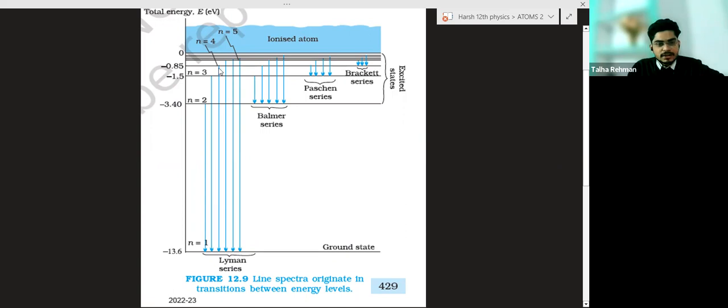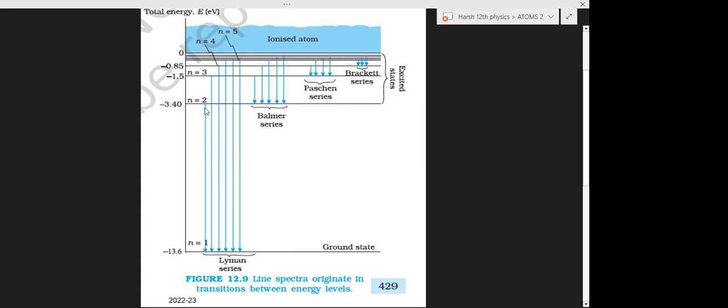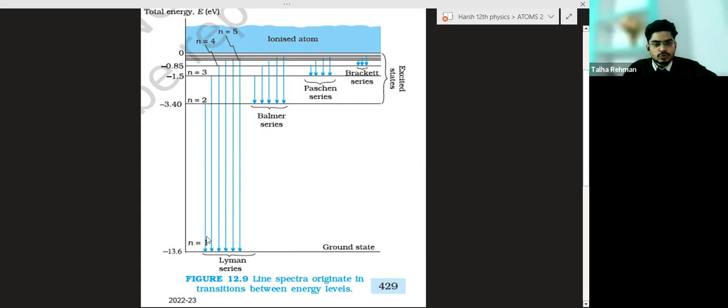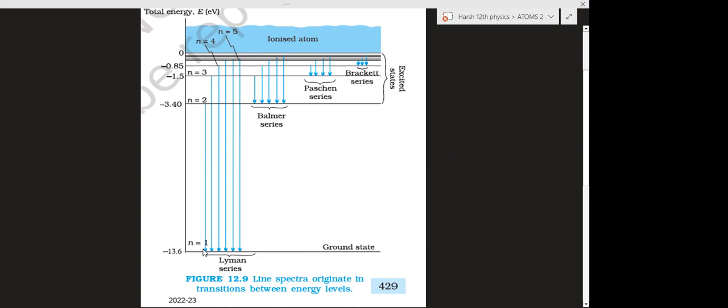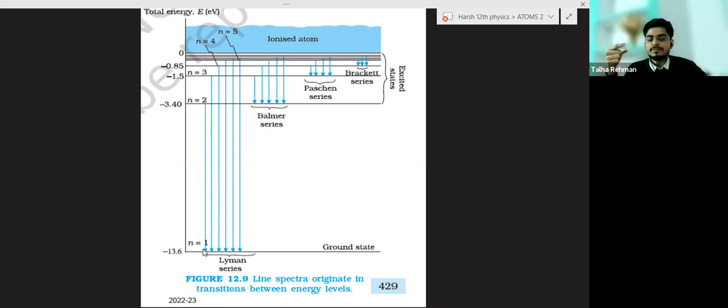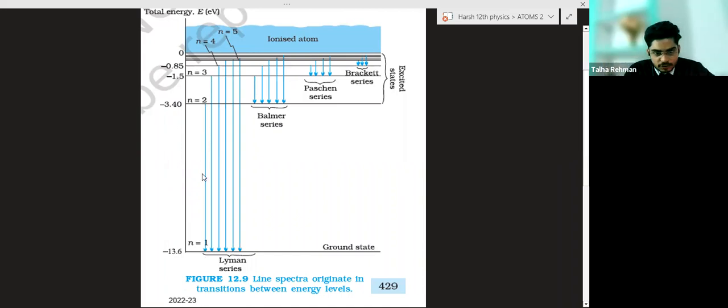Basically, when the electron moves from anywhere to n is equal to 1, for example from n is equal to 2 to n is equal to 1, what will happen in this process? When the electron moves from a higher energy level to a lower energy level, it will emit some energy. Corresponding to that energy there will be a particular wavelength, so we will get one wavelength from here.